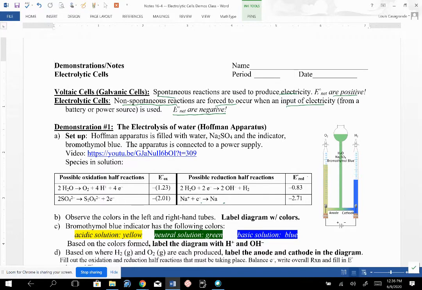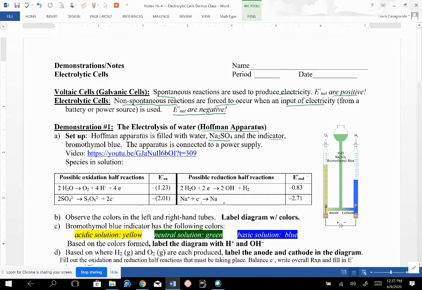In the first demo, we're going to have our Hoffman apparatus. If you look at the diagram at the right, you'll recognize this as the equipment that I used a while ago to split water into hydrogen and oxygen. But now we're going to look at it from a slightly different point of view. We're going to have some sodium sulfate in there. The sodium sulfate is there as merely a neutral electrolyte, so it helps conduct electricity. But as you'll see below, neither the sodium nor the sulfate will react.